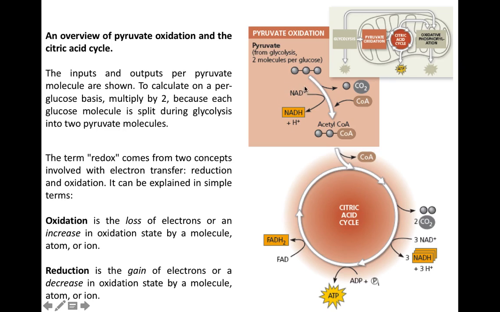That's the job of NAD and FAD, that they have to pick up electrons from another compound and transfer them onto the electron transport chain. So the first step where this reduction takes place is during pyruvate oxidation. So pyruvate is oxidized to acetyl coenzyme A, and NAD is reduced to NADH.